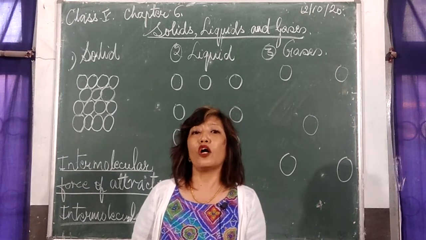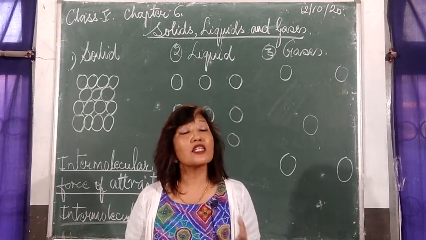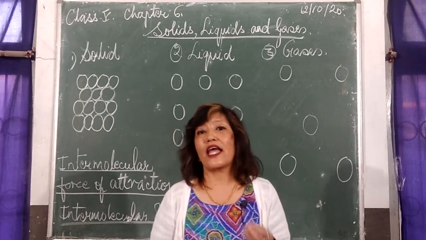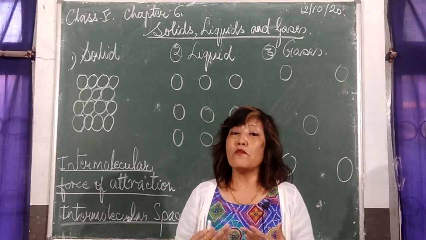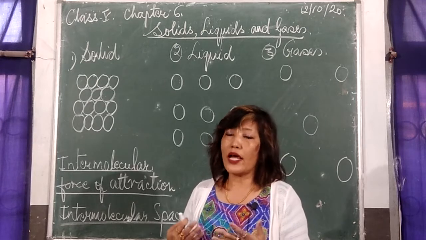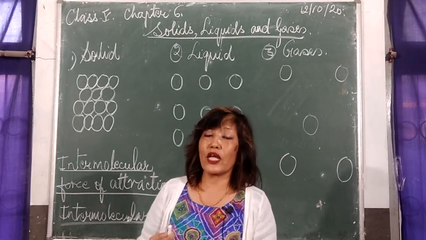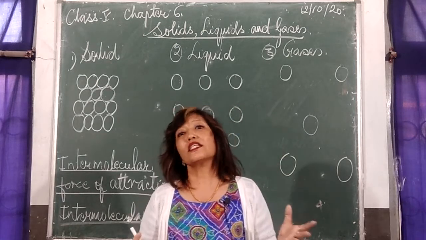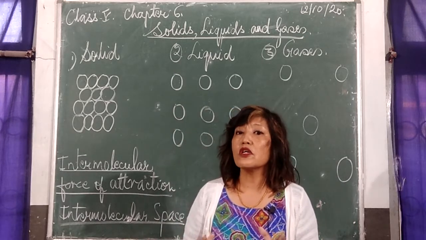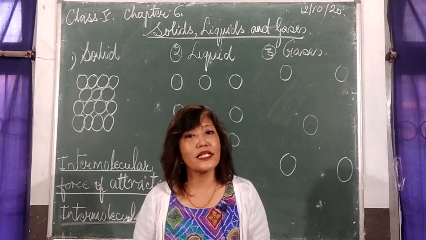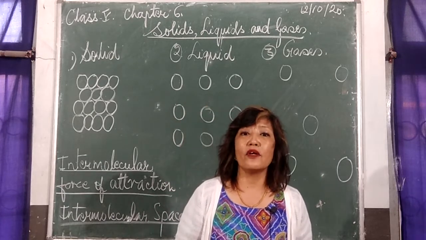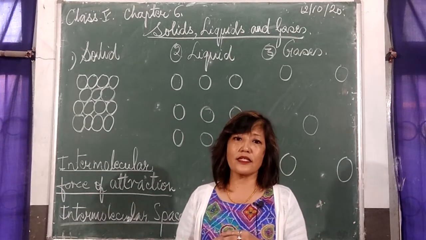And some of the objects we cannot see, like the gases, oxygen, without which we cannot survive. They are also objects, but we don't see them, we can only feel them. So these are the different objects around you having different shapes and sizes. Why is that? Why do they have different shapes and sizes?